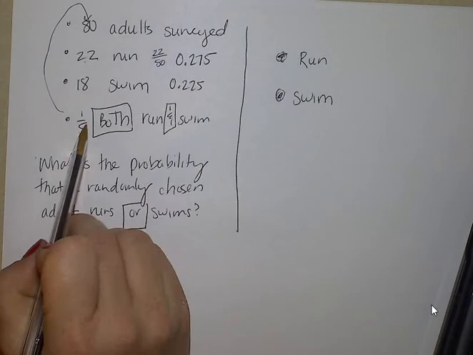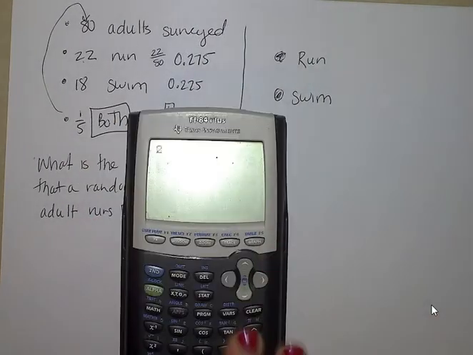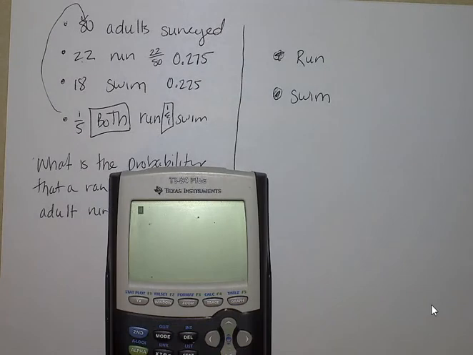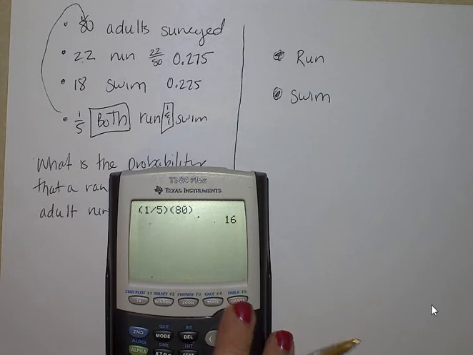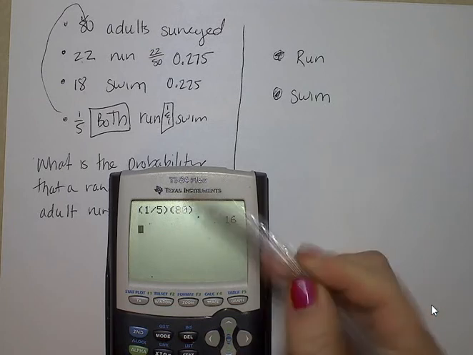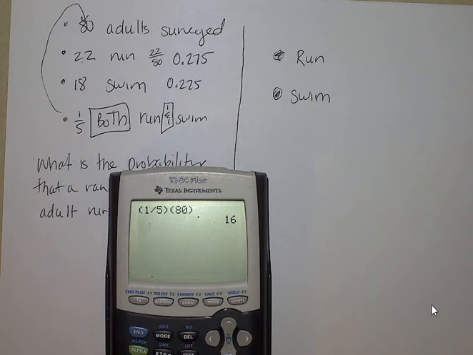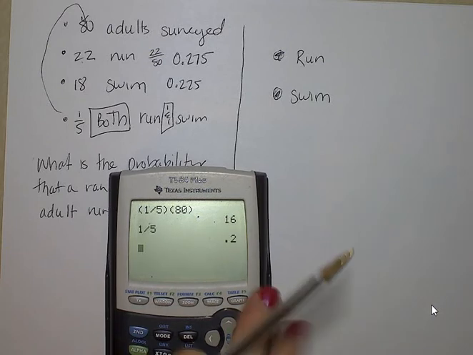And 1/5 say they both run and swim. So I'm going to take 1/5 times 80. 1/5 of 80 is 16. So 16 of the 80 say they both run and swim, which is a fraction of 1/5. What is 1/5 as a decimal? Many of you already know that. It is an answer of 0.2.